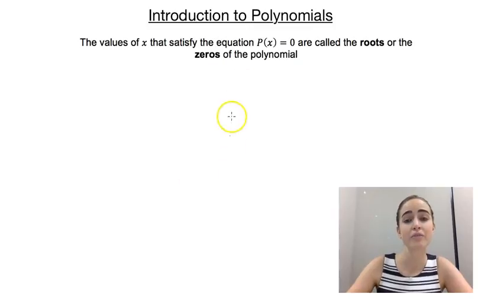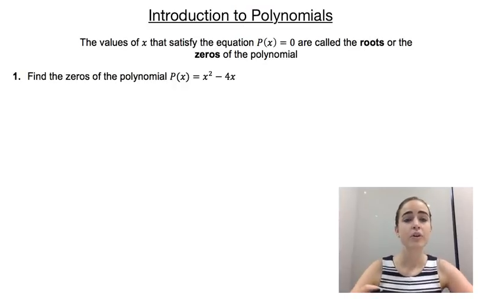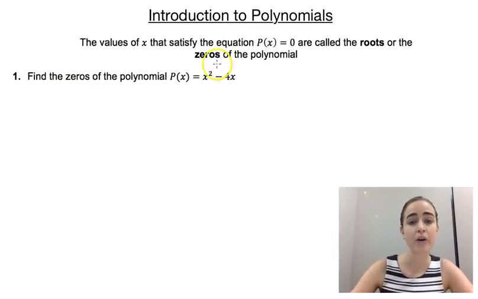Now, if we have a polynomial expression that's equal to 0, that's called a polynomial equation. The values of x that satisfy that equation are called the roots or the zeros of the polynomial. So for example, if we're asked to find the zeros of the polynomial x squared minus 4x, to find that we're going to set this expression equal to 0. So we're setting p of x equal to 0. So we would have x squared minus 4x equal to 0.